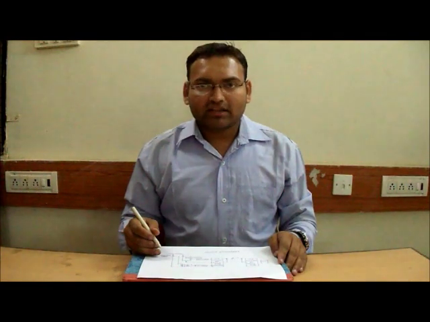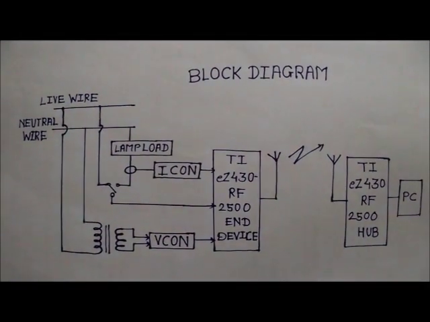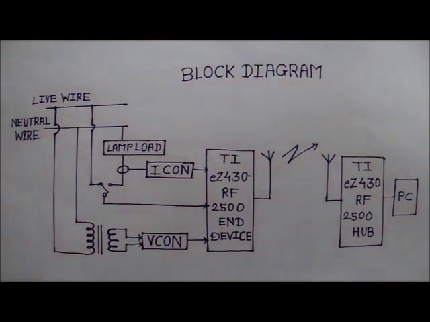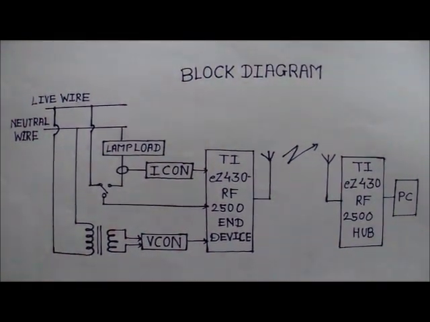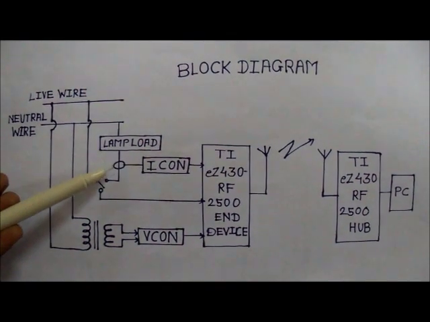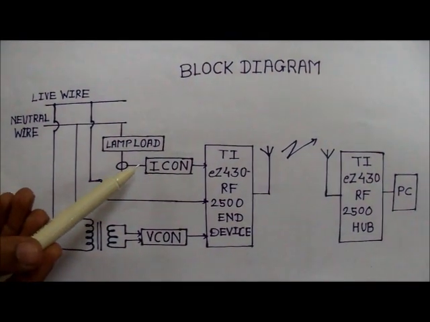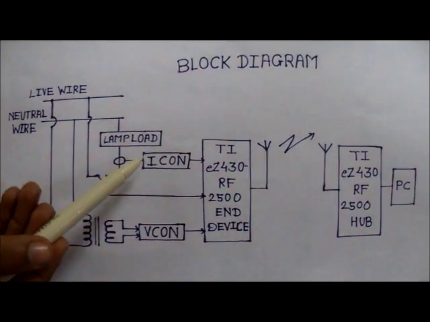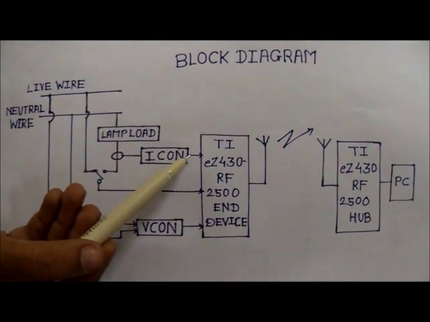Now I am going to explain the block diagram. We know that faults occurring in a street light can be detected by measuring the current drawn by the street lamp. To sense the current drawn by the street lamp, a current transformer is connected in series with the lamp load. The output of the current transformer is a bipolar current signal. This is processed using a current conditioning circuit, ICON, and converted into a unipolar voltage signal.